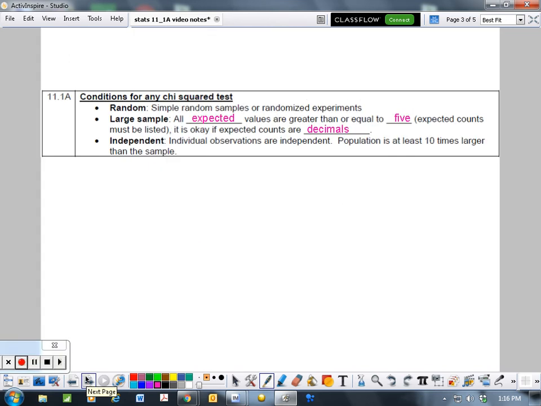Okay, conditions for any chi-squared test. So we have a random condition. So again, simple random samples or randomized experiments. And then instead of a normal, because it's definitely not a normal curve, we're just checking to see, do we have a large sample? And so when we have a large sample, we're looking to see that all expected values, not actual, so not what we get from our sample, what we expect to get needs to be greater than or equal to 5. So our expected counts must be listed, and we have to show every single category that those expected values must be greater than or equal to 5.